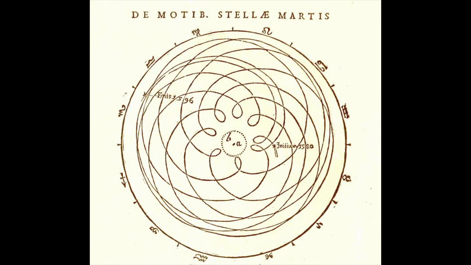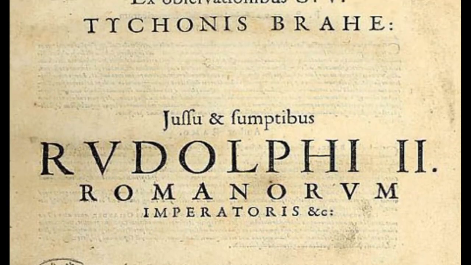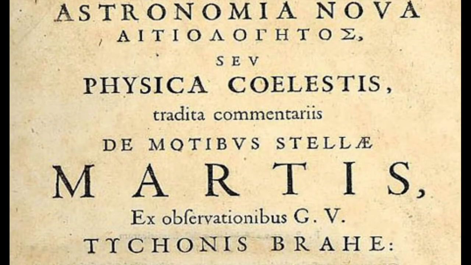This was the foundation of his early research, which resulted in his famous laws, the first two of which were published when working with the Danish astronomer Tycho Brahe in 1609, and the third being published 10 years later.